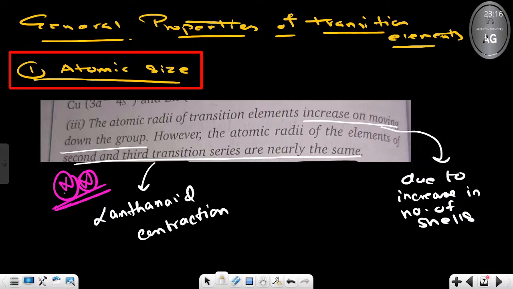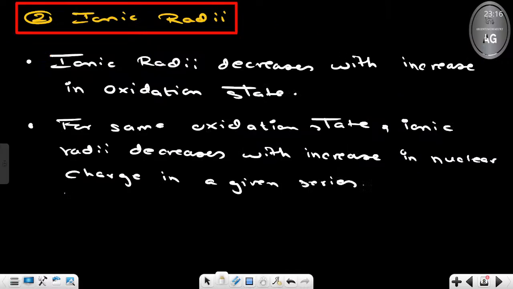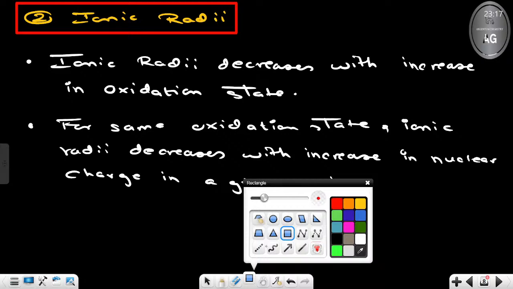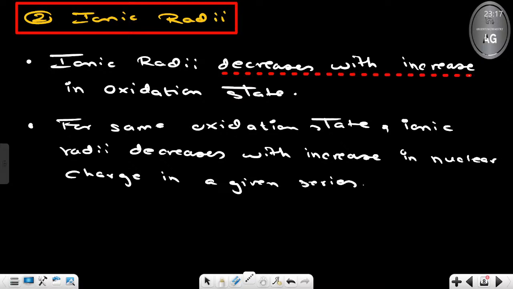Next we have ionic radii. Atomic radius for the atoms, ionic radius for the ions of that. So this is the basic part. It's written over here. Ionic radius decreases with increase in oxidation state. Very, very important. These are some theoretical parts which you basically have to remember. Decreases with increase in the oxidation state.